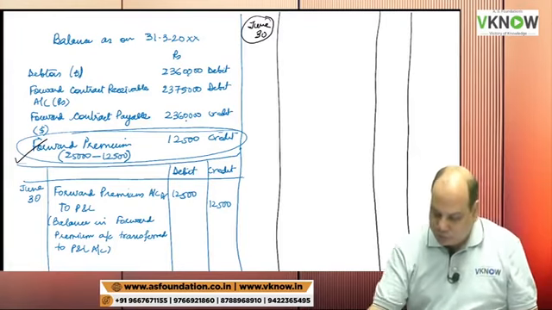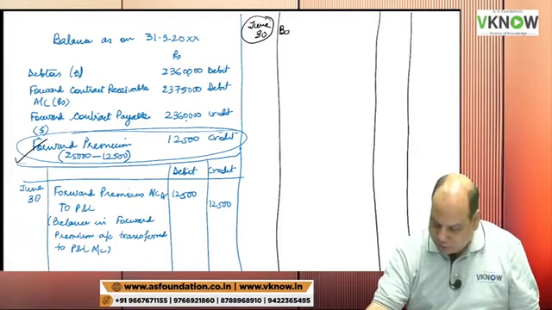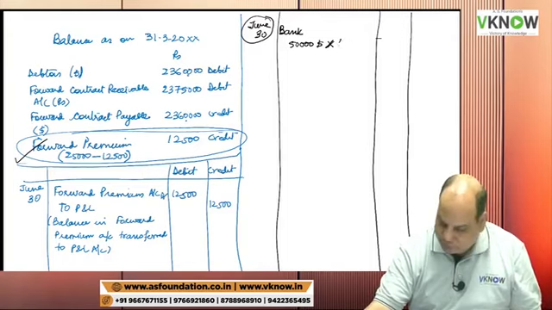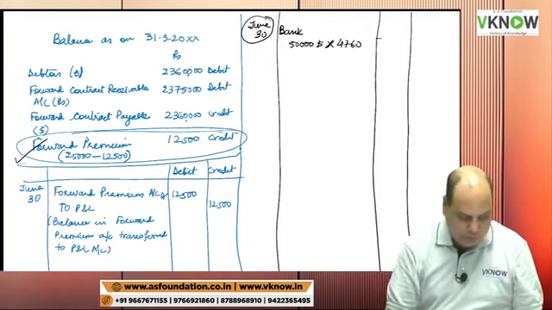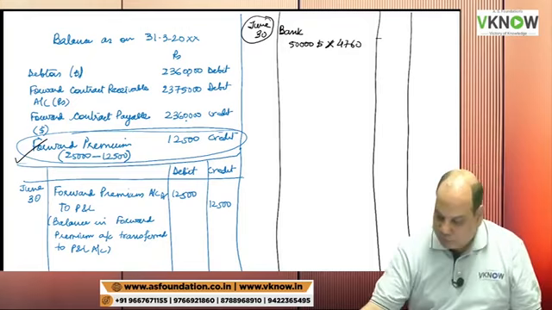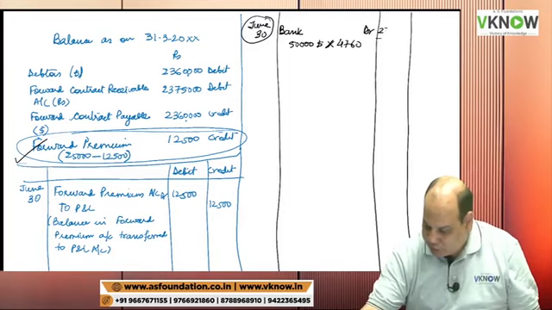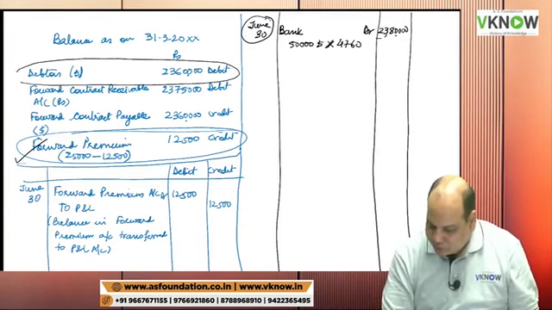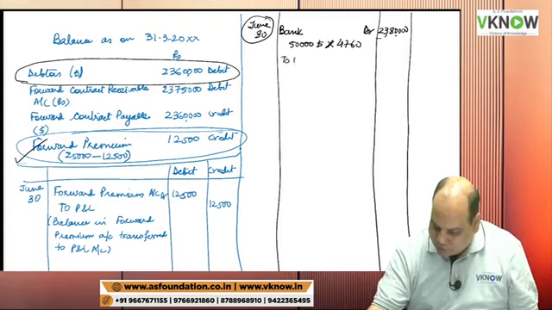So on 30th June, dater will pay me $50,000 and the exchange rate on that day is 47.60. Multiply 50,000 into 47.60. So I will get in my bank 23 lakhs 80,000. But the dater balance in my book is only 23 lakh 60,000.